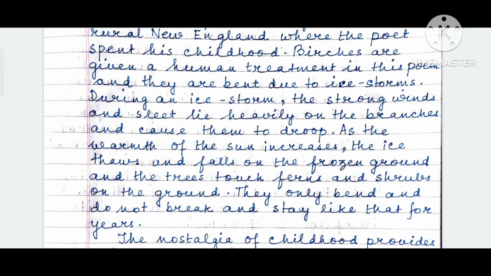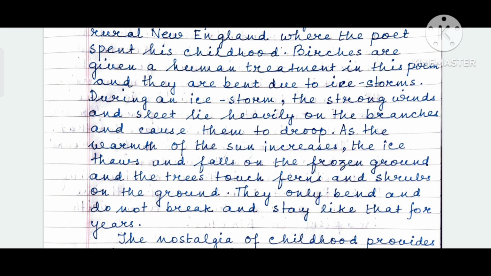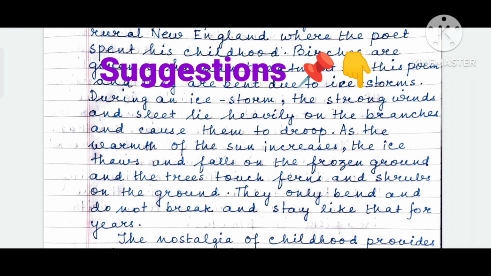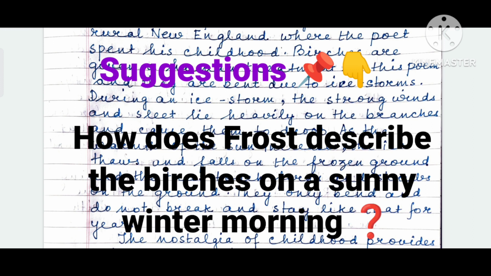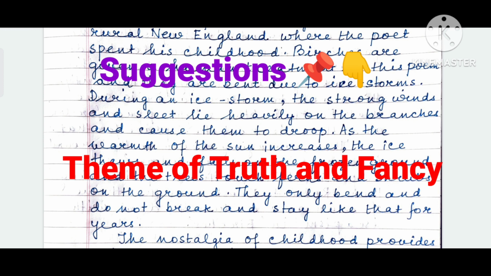This is the introduction, and I have clearly mentioned the natural phenomenon, highlighting the theme of man and nature in the poem. Now, dear students, let me also give you a suggestion. Prepare this answer. How does Frost describe the birches on a sunny winter morning after rain? 5 marks. Prepare this. And also prepare another question, the theme of truth and fancy in the poem Birches. 5 marks. The scientific truth and the world of imagination.